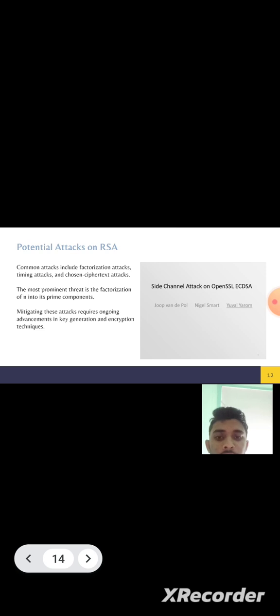Potential attacks on RSA. Common attacks include factorization attacks, timing attacks, and chosen ciphertext attacks. The most prominent threat is the factorization of n into its prime components. Mitigating these attacks requires ongoing advancements in key generation and encryption techniques.